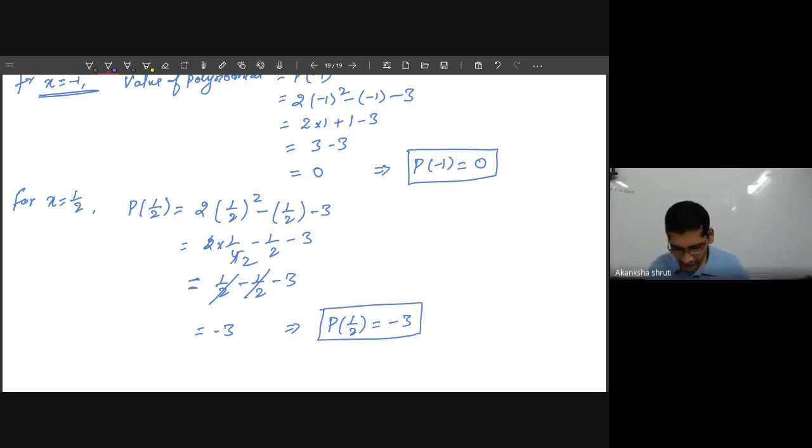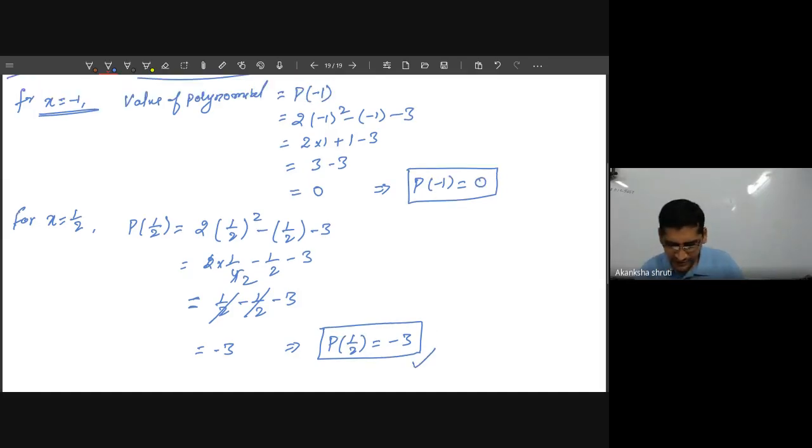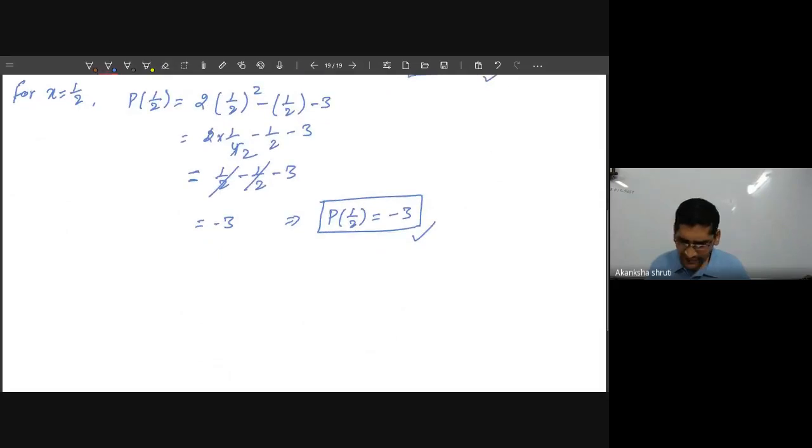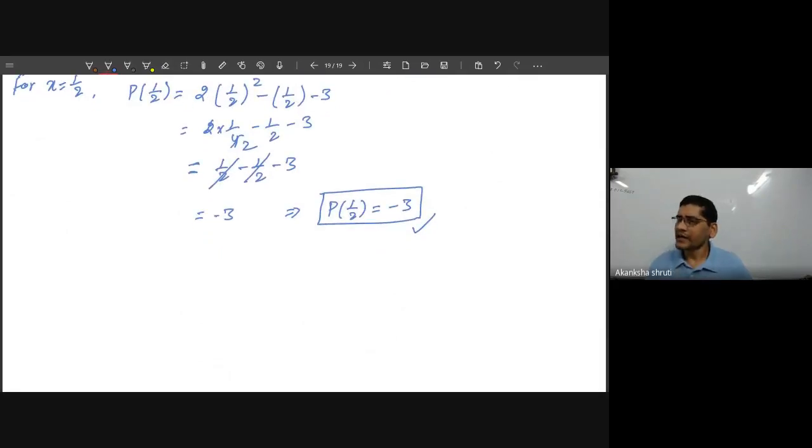The value of the same polynomial at 1 by 2 is minus 3, but the value of the same polynomial at x equals minus 1 was 0. Okay, students? This way we can calculate different values of the polynomial for different values of x. Let me do one more, for x equals 2. Yes, students, please calculate this.